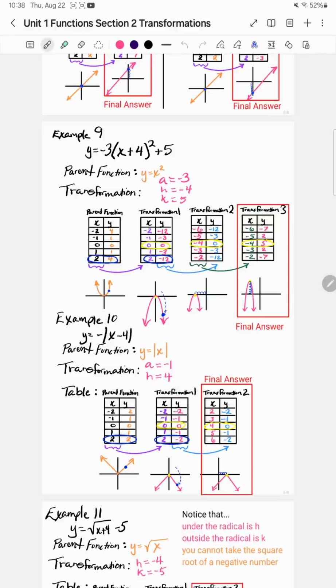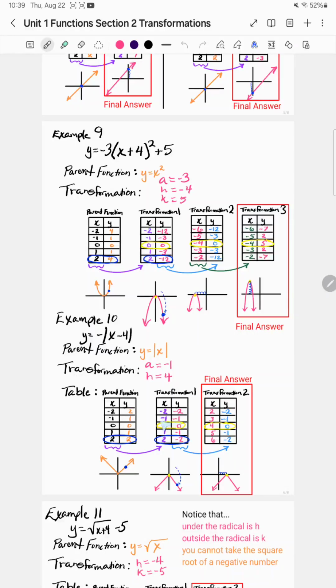We're looking at h equals 4, so that means y values stay the same. They don't change, I just copy over whatever they are. Now I'm changing my x values. I'm going to take each number here and add 4 to them. So -2 plus 4 equals 2. -1 plus 4 equals 3. 0 plus 4 equals 4. 1 plus 4 is 5. And 2 plus 4 is 6. So each x value changed based off of the previous table.